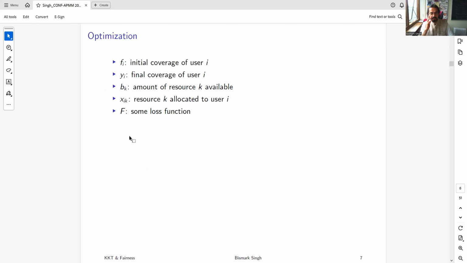Okay, so let's look at this setting. We have some users indexed by i. The users have some initial coverage, less than 1, that's small f_i. The final coverage after handing out resources x_ik becomes y_i. And the index k is for the resource k, which is available to us in some amounts b_k, positive, of course. And these resources are handed out in a discretionary fashion. So x_ik reflects the amount of resource given to user i of type k. And there is some loss function f that we have.